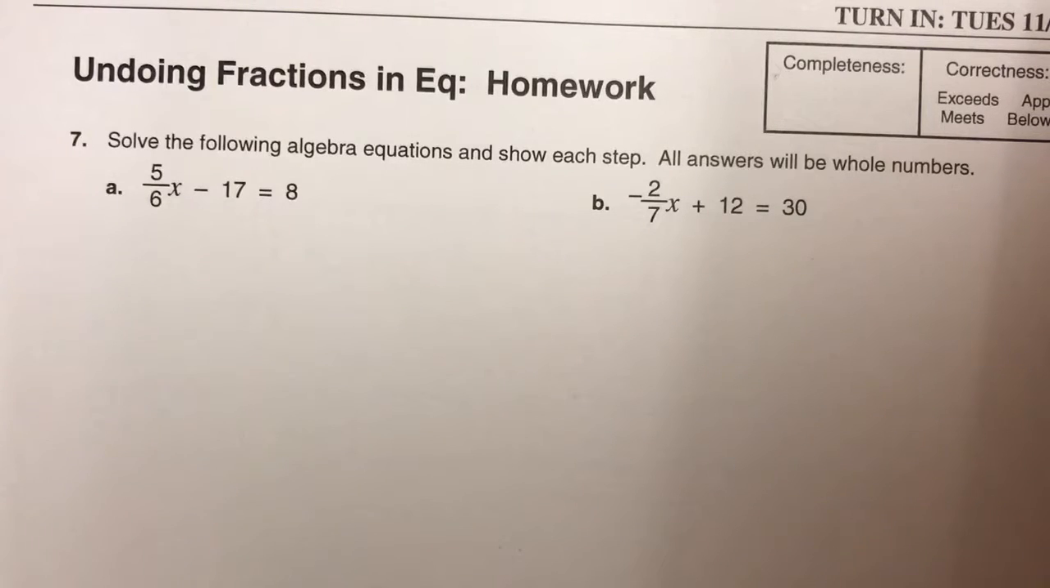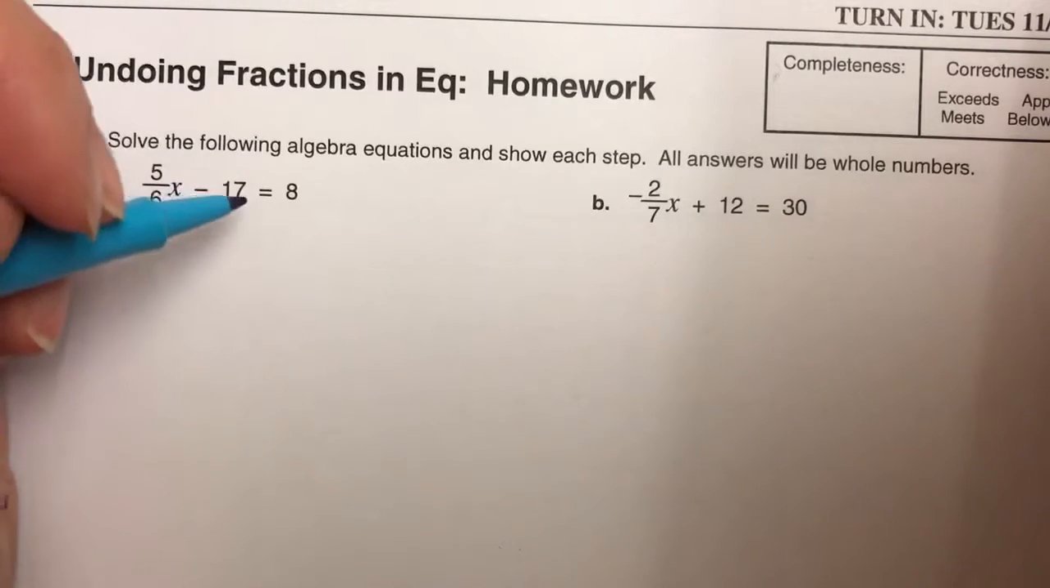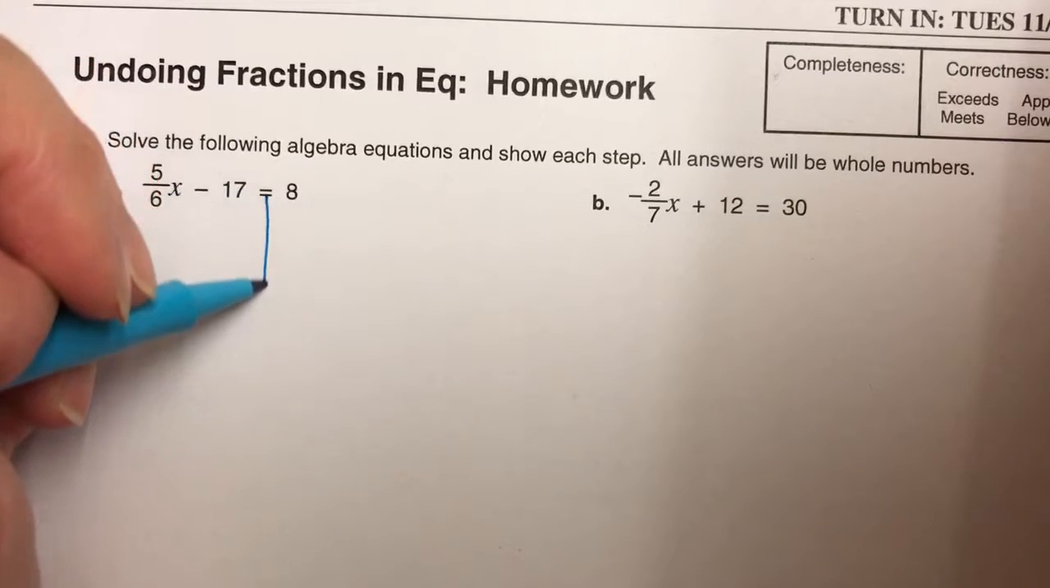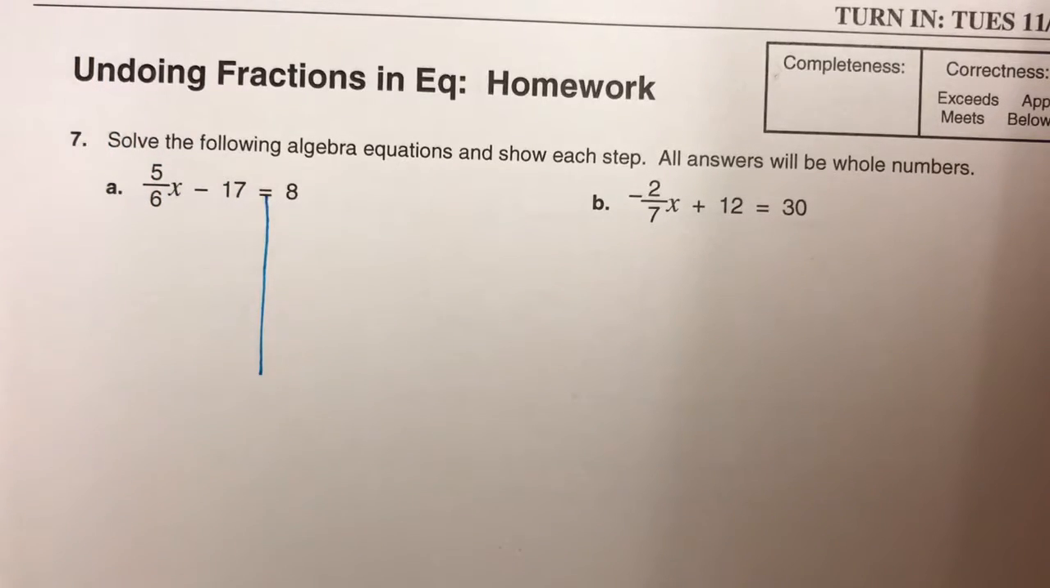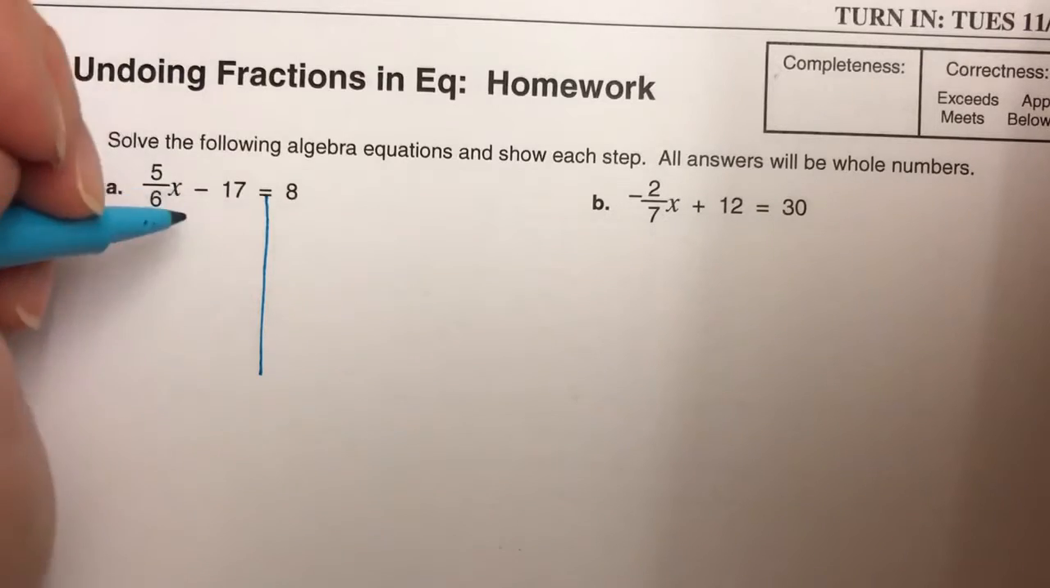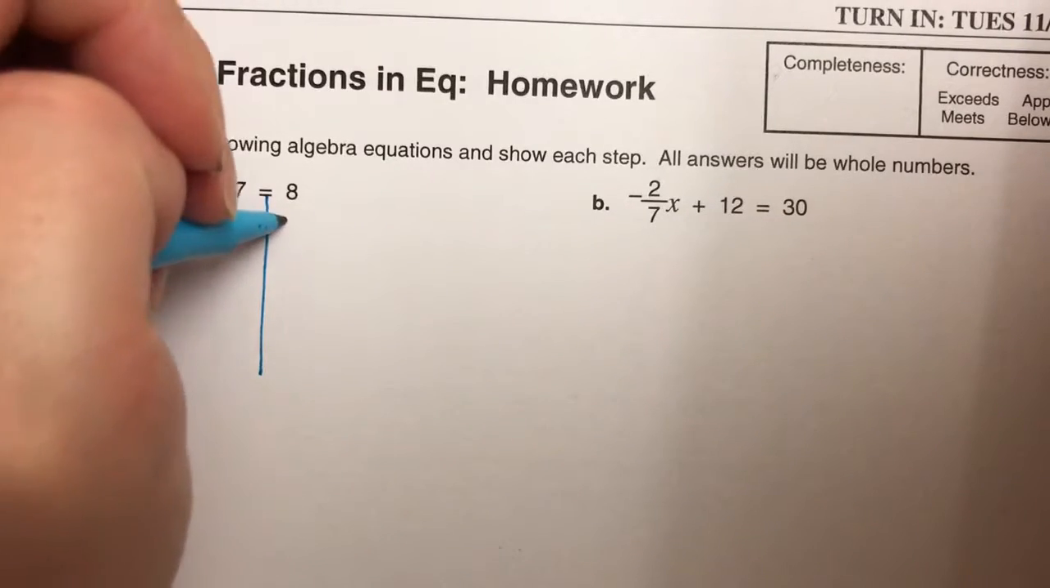So just like any math problem, we are going to make a line over the equal sign so we can balance our problem. And we're going to start by just taking the layers off. So equals 8 minus 17. How are we going to get minus 17 away from that? We're going to go ahead and add 17 to both sides.